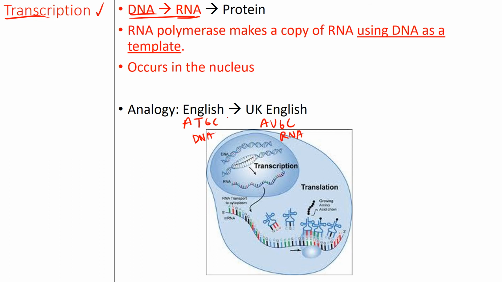And actually, I like this analogy of English to UK English, because if you've seen how they spell words, like color with a U, so our RNA has U's, which is like British English, which also has U's. Bam. Okay, so we're transcribing something. The next step will be translating, and that really is like a different language. Okay, so let's keep going.